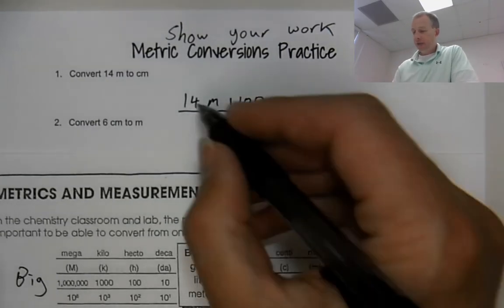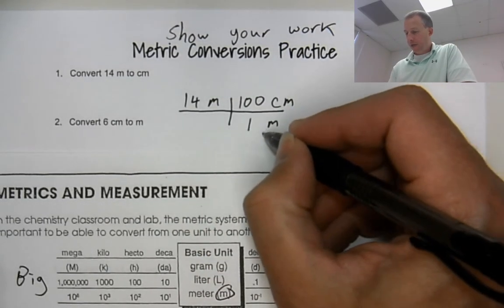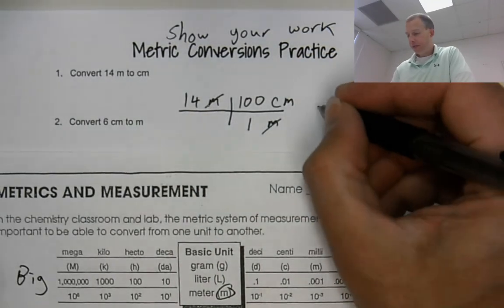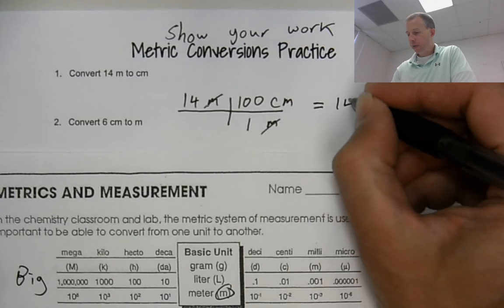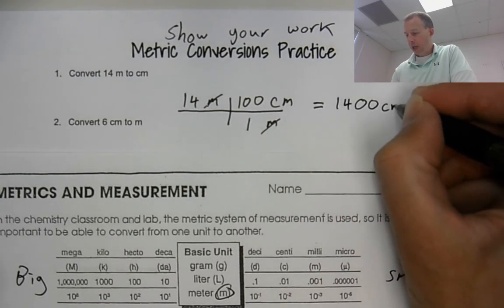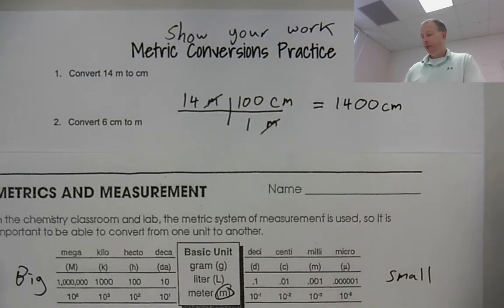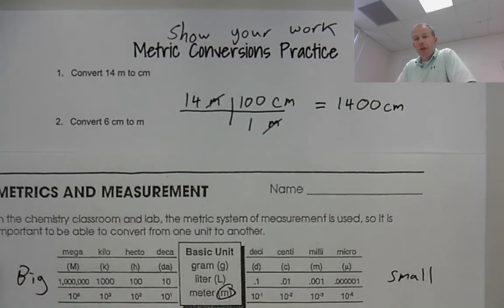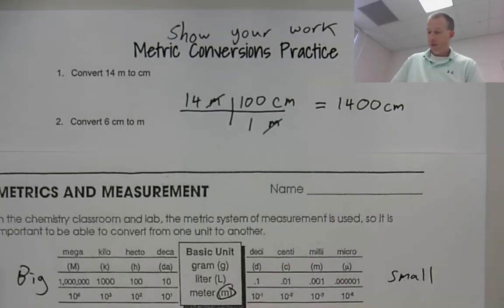So you're going to get your answer. You do 14 times 100. Make sure you cancel out your meters. You're left with centimeters. So your answer would be 1400 centimeters. And you would need to include, again, all of this, everything there, to get full credit. If you don't include your units, it doesn't count. So there's that. Example 1.